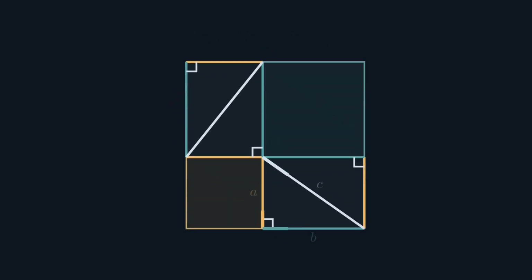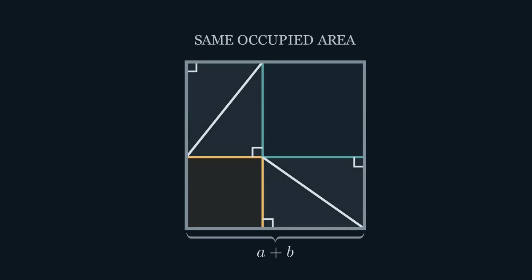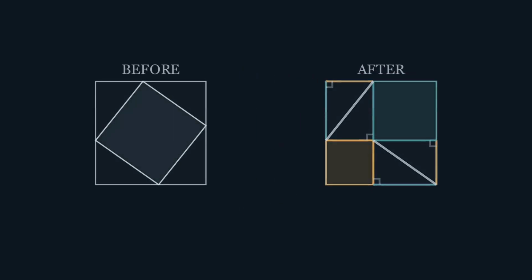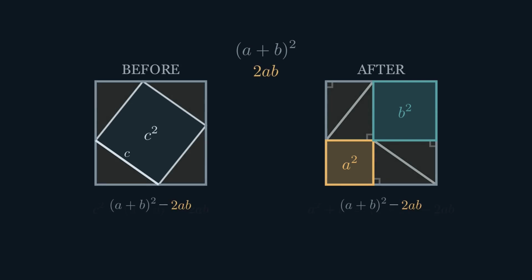Do not resize them. Do not alter the outer square. Same square. Same 4 triangles. Same occupied area. Therefore, the uncovered area must also be the same. Before the rearrangement, that empty area was c squared. After it, the empty regions are a squared and b squared. The same whole minus the same 4 pieces leaves the same remainder.